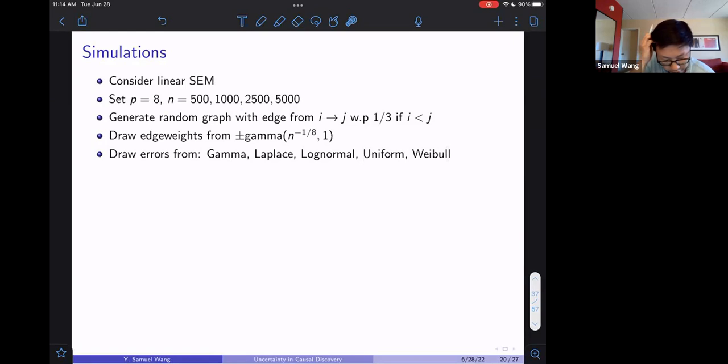We're generating a random graph with edges put in with some constant probability, but we are drawing the edge weights, or in this case, the linear coefficients in my structural equation model, from a gamma distribution, and we've specifically constructed this so that the signal also decreases with the sample size. And we're drawing errors from various distributions: gamma, Laplace, log normal, uniform, and Weibull.